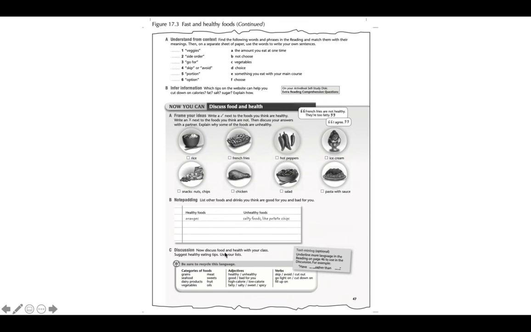And then discussion. Now discuss the food and health with your classmates. Suggest healthy eating tips using the list here. So it's like they have some guidance, because it's high beginning learners. But if it's advanced learners, you wouldn't maybe give them as much support, crutch, or scaffolding as here. But you could also do that, just to guide them.